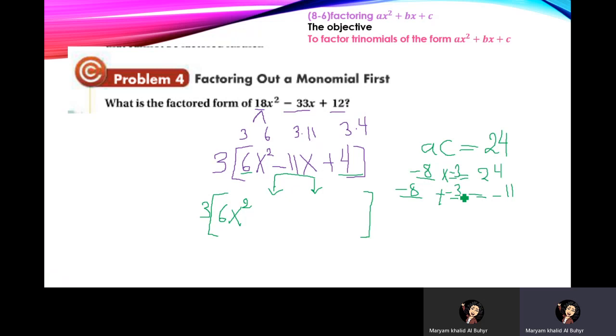I noticed that there is a common factor between 3 and 6, and there is a common factor between 8 and 4. For this reason, I will write negative 3x beside 6x squared, and then I will write negative 8x beside 4 because there is a common factor between them. Now I can easily do the rest of the steps.